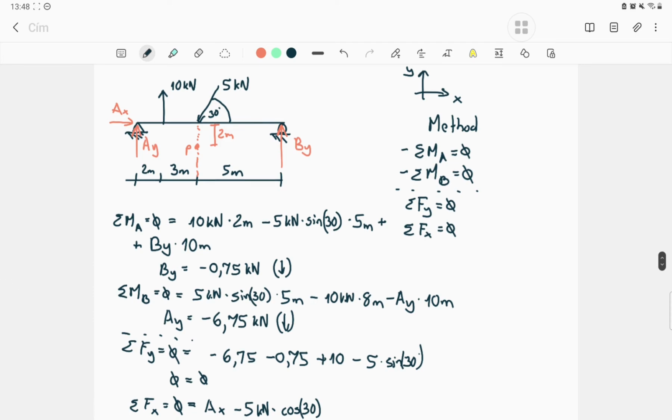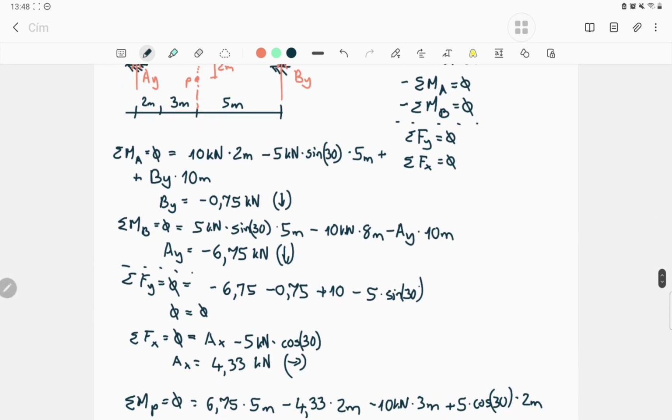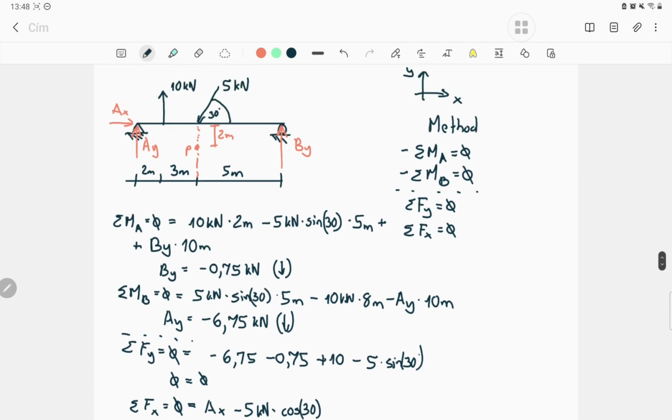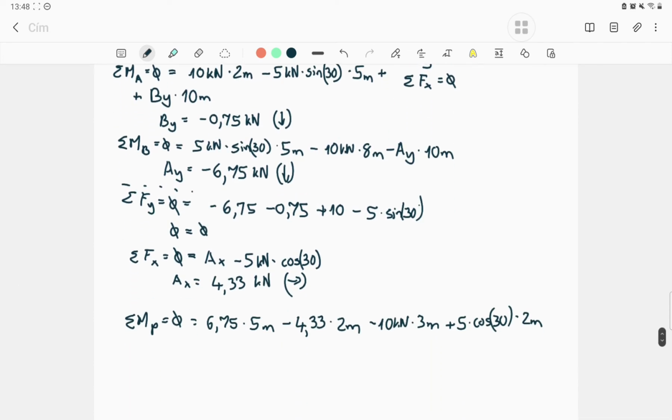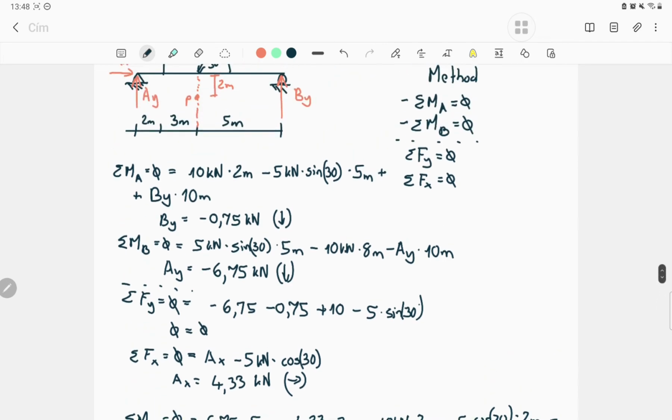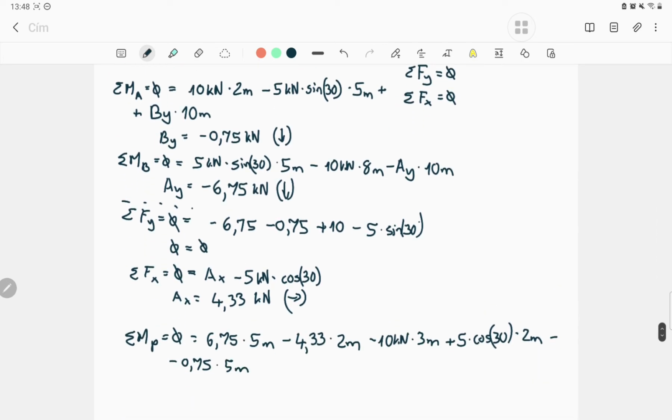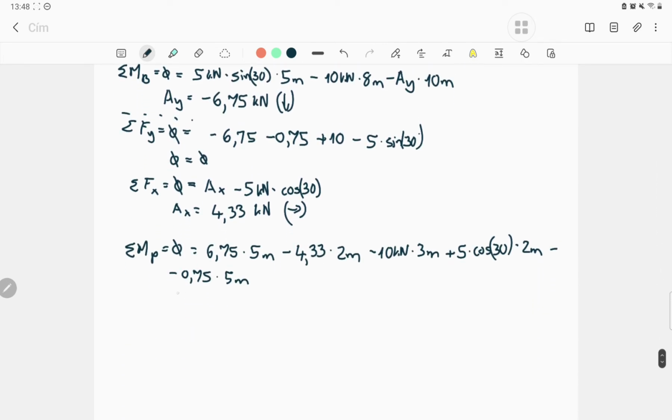And we have BY. The direction is down, as you see. So around the P point that goes clockwise rotation, we have to write it as negative 0.75 times, and the distance will be 5 meters. And if we didn't forget anything, and we used the right directions and right distances, this will be 0. Let's check. If it's not 0, we will find where we made the mistakes.